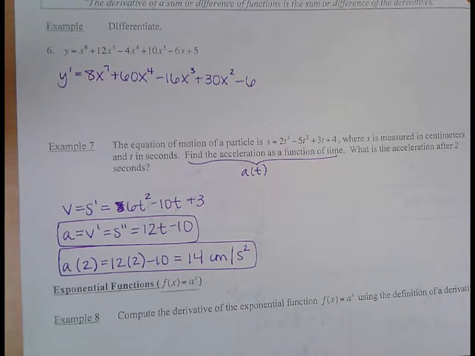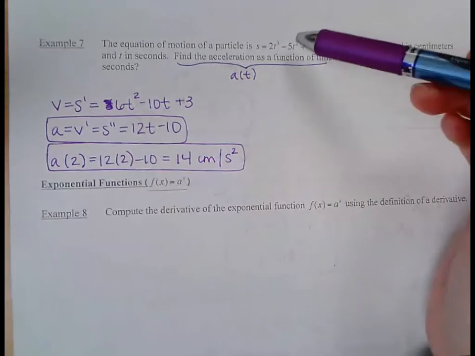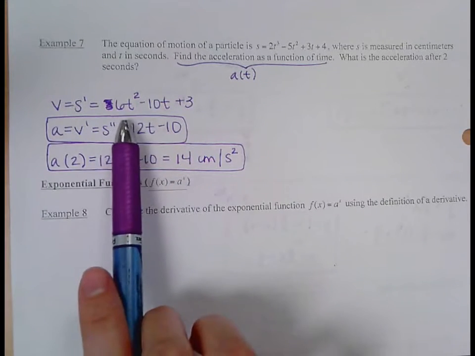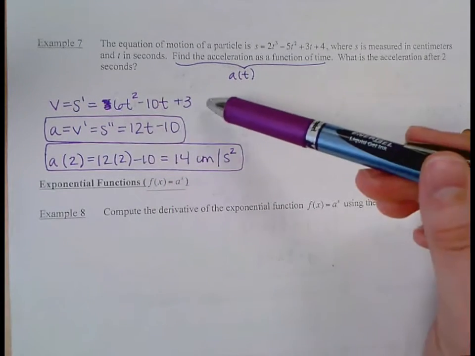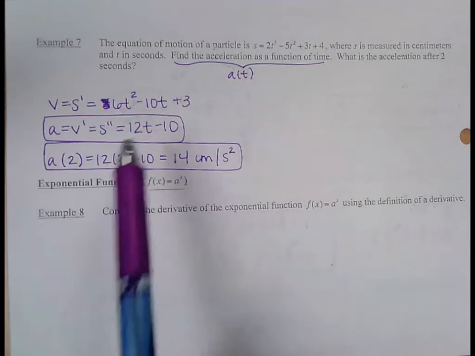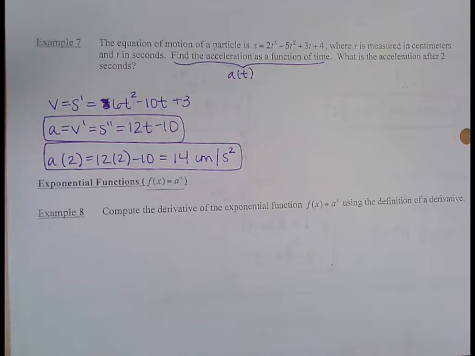And then 7, as I said, the concept behind it, we've already talked about, if you're given position, so the equation of motion would be the position, and the acceleration is the second derivative. So the first derivative would be 6t squared minus 10t plus 3. That's the velocity. And then acceleration is the derivative of that. So the acceleration function would be 12t minus 10. And then after 2 seconds, 14 centimeters per second squared would be the units for acceleration.